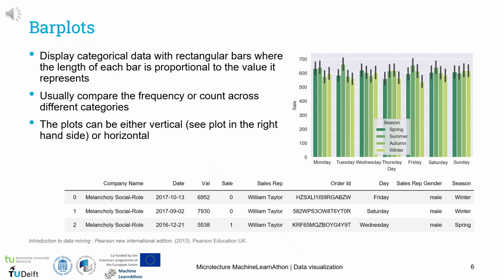And here from the bar plot, for example, you can see that the sales number does not vary much across the day of the week. However, you can see that the sales in winter are usually lower than the sales in spring and summer. And usually bar plots compare the frequency or count across different categories. On the right-hand side, it's a vertical bar plot, but they can also be horizontal.